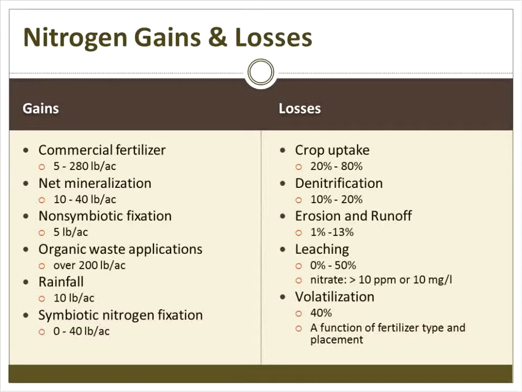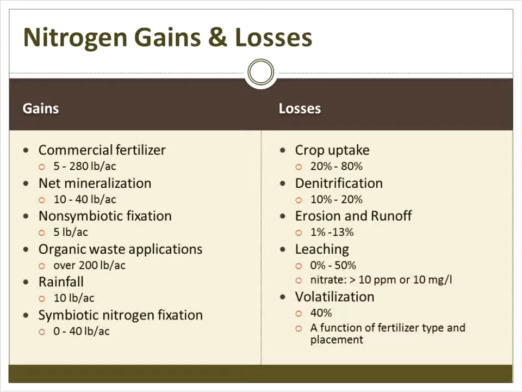However, leaching is a major nitrogen loss pathway in North Carolina. We can lose anywhere from very little to leaching to over 50% of our nitrogen that we've added can be leached into the shallow groundwater.